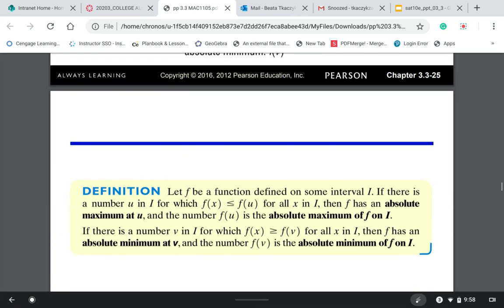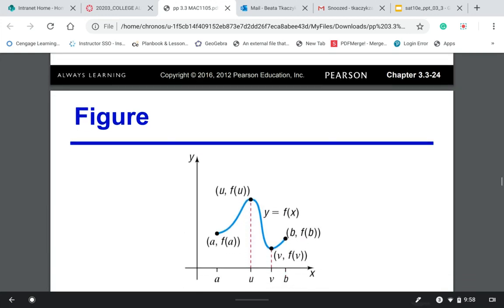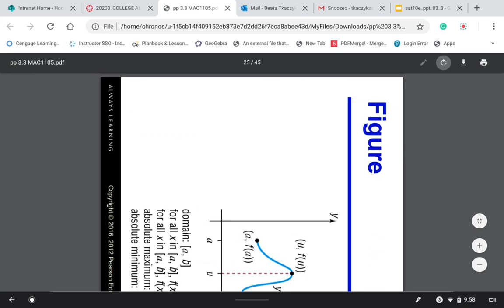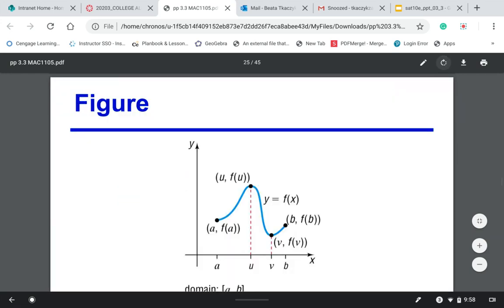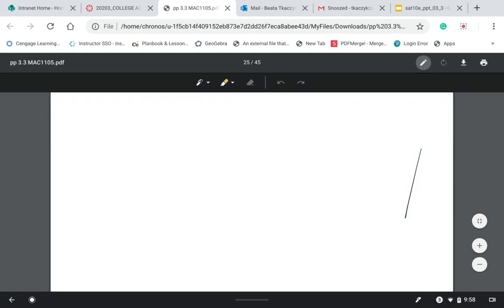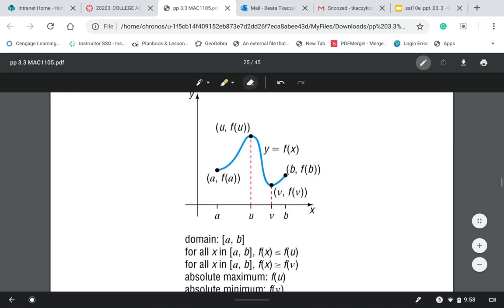Hold on. Oh, what just happened? Okay. Flip it. Okay. Okay, it just takes time to save it. Okay, right here.